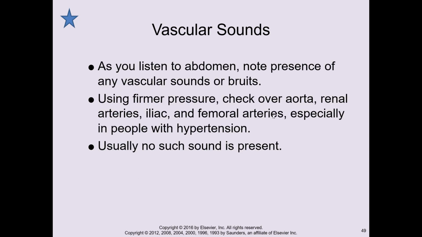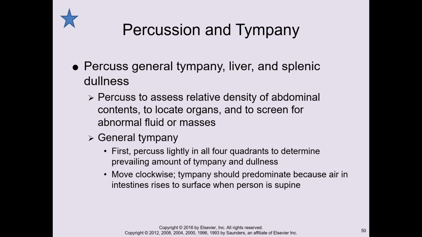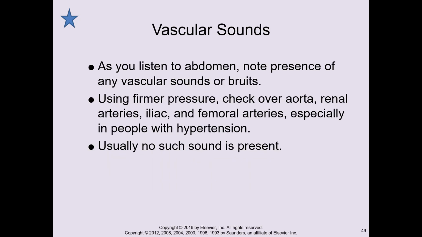As you listen to the abdomen, you note the presence of any other vascular sounds or bruits. You'll need to use firmer pressure over the aorta, renal arteries, and iliac arteries. So you'll use the diaphragm and you'll have to press into the abdomen in order to hear those sounds. There's a good diagram in the book, hopefully there'll be one here, showing where you're listening for the vascular sounds. It's a house-like formation. You start with the aorta and you work your way down.